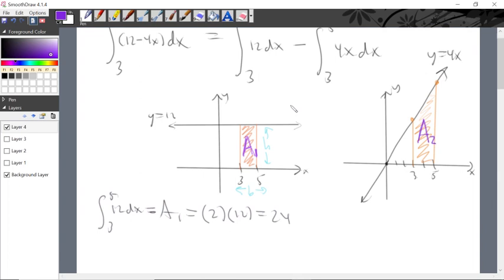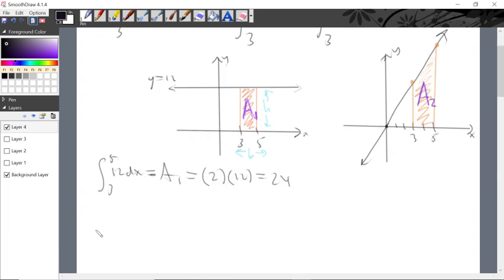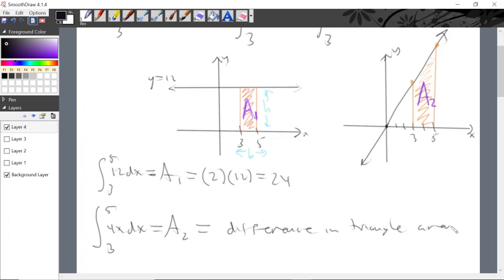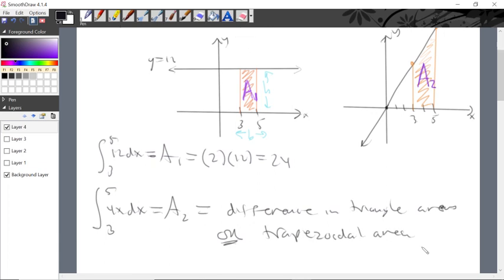There's a couple different ways in which we can calculate what A2 is equal to. The integral from 3 to 5 of 4x dx is equal to A2. That can be calculated as either a difference in triangle areas, we have a larger triangle and a smaller triangle, or as a trapezoidal area. Either one of those.